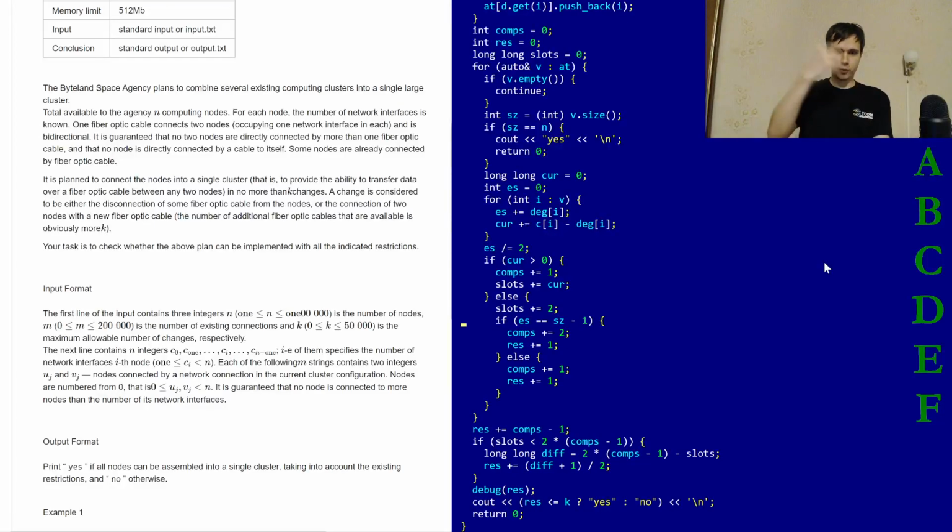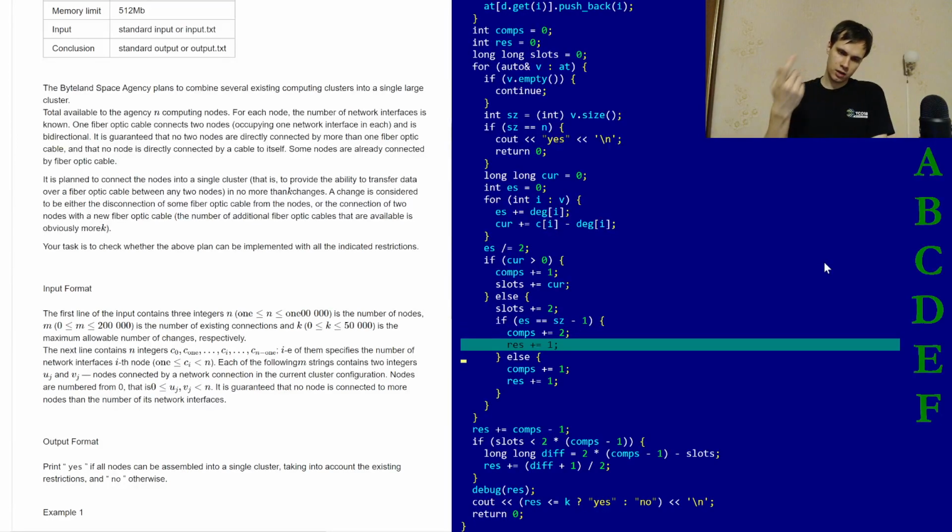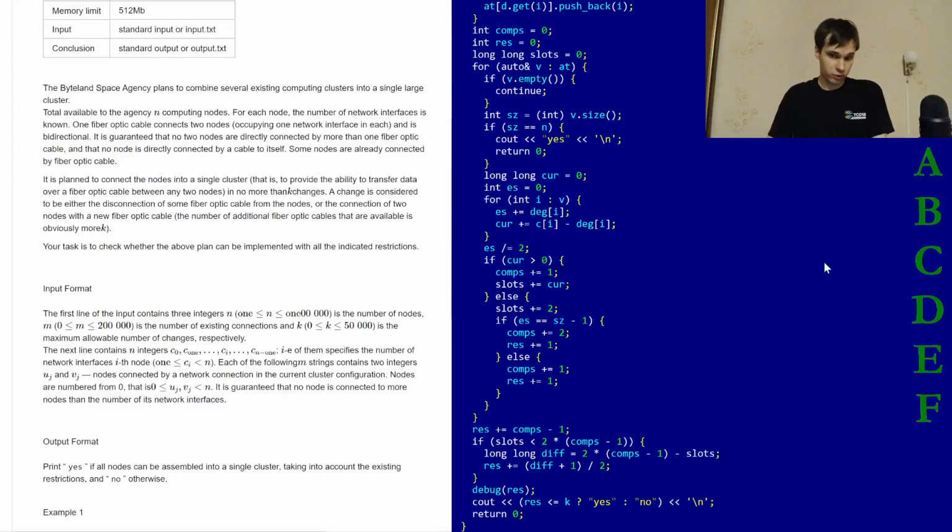If the component is a tree, then removing any edge results in 2 components, right? And I can just check that if the number of edges is equal to the size of the component minus 1, then it's a tree. So when I remove an edge, I have 2 more components, and I need to make 1 removal, right? So I increase the res by 1. And otherwise, if it's not a tree, I remove 1 edge, and the number of components increases just by 1. And res also increases by 1, and also slots increase by 2 because I have 0. After I remove 1 edge, I have 2 more slots.